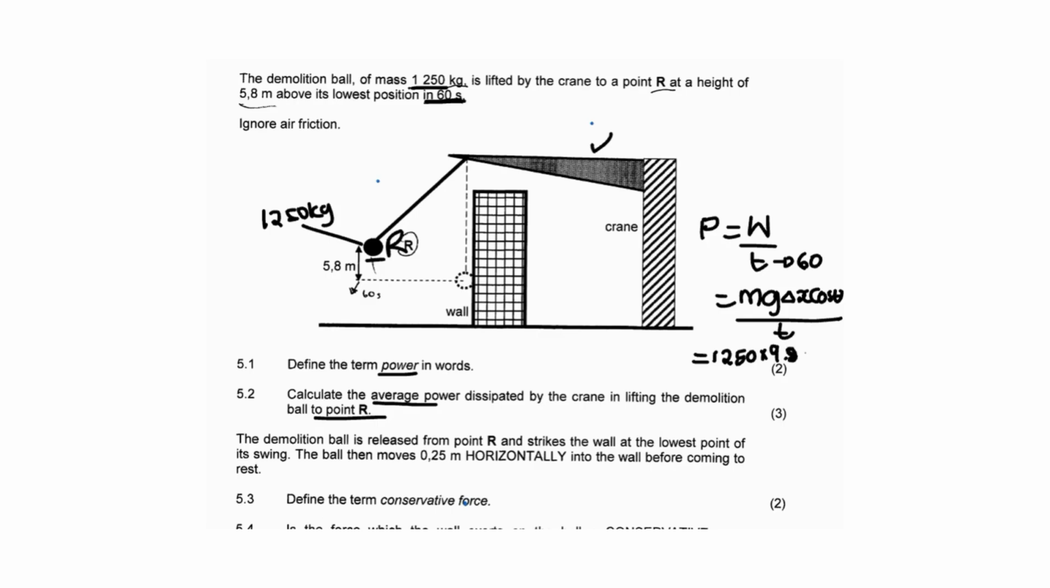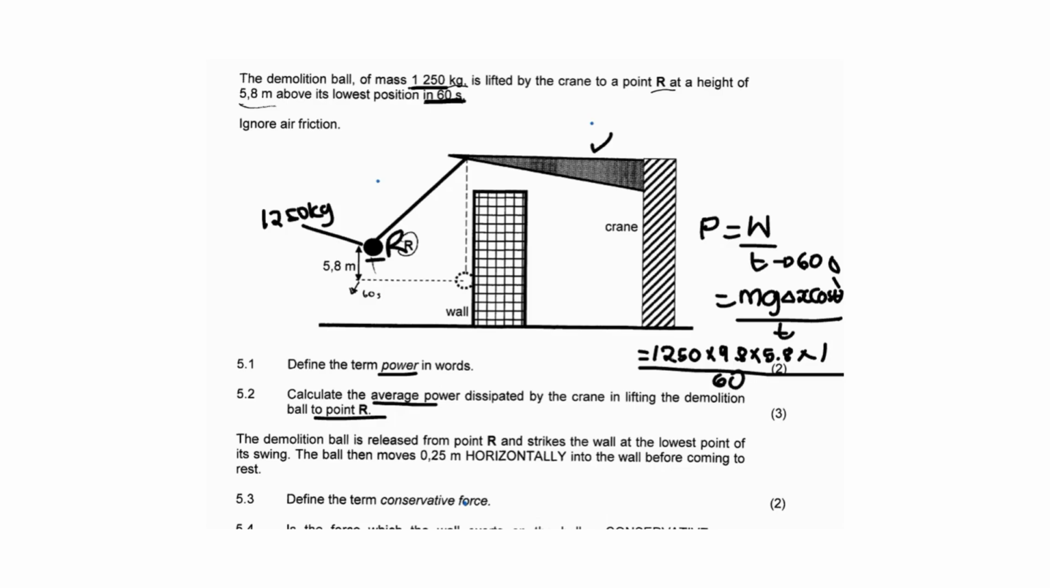9.8 times, okay, I need enough space. So I'm gonna drag it there. So we have 1250 times 9.8 times 5.8, and then our cos is gonna be cos of 0. Theta is gonna be 0 because the force would be in the same direction, or maybe it's because also the ball is standing stationary. So that would be times 1, all divided by 60 seconds.